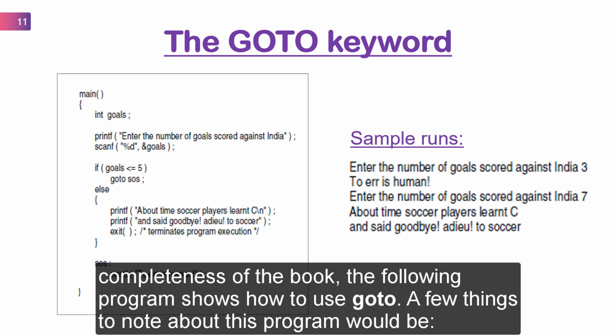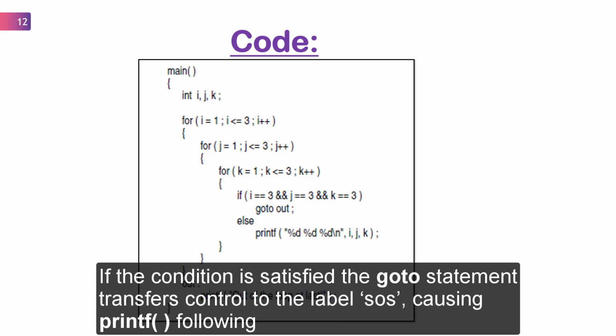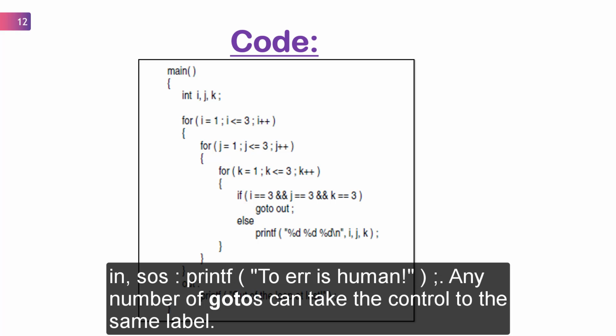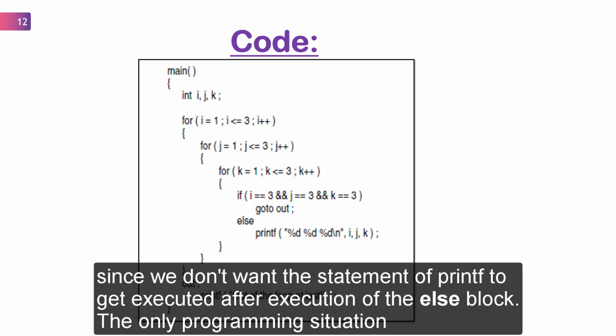However, for the sake of completeness, the following program shows us how to use goto. A few things to note about this program: if the condition is satisfied, the goto statement transfers the control to the label SOS, causing the printf following SOS to be executed. The label can be on a separate line or on the same line as a statement following it, as in SOS colon printf with a string. Any number of gotos can take the control to the same label. The exit function is a standard library function which terminates the execution of the program. It is necessary to use this function since we don't want the printf statement to get executed after execution of the else block.